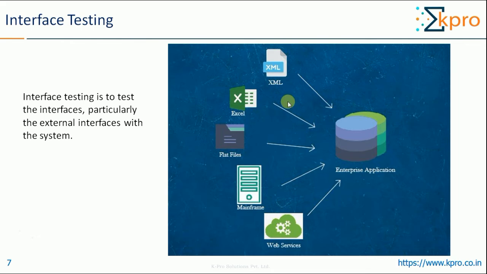Consider this data will be landed in one location, and the data will be converted to a single format and loaded to enterprise application. That's where interface testing comes into picture, and it tests whether the data converted to the single format properly or not, and then integrated to the enterprise application correctly or not.